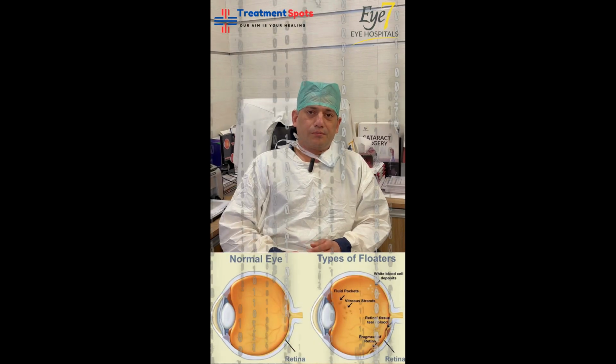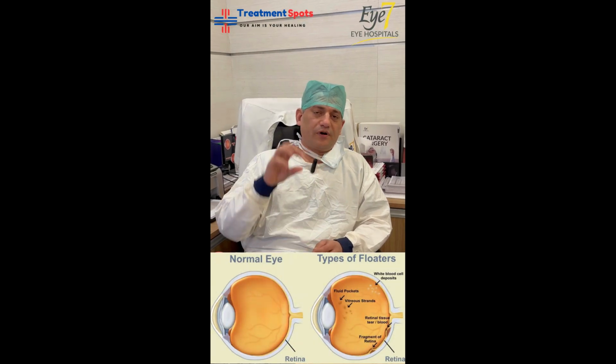Floaters, they will see some black lines, thread-like, cobweb-like, curtain-like effect. Means that patient would complain that I can see from this side, but this side is totally dark.